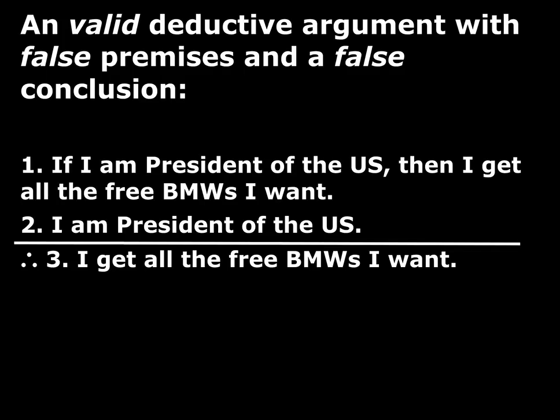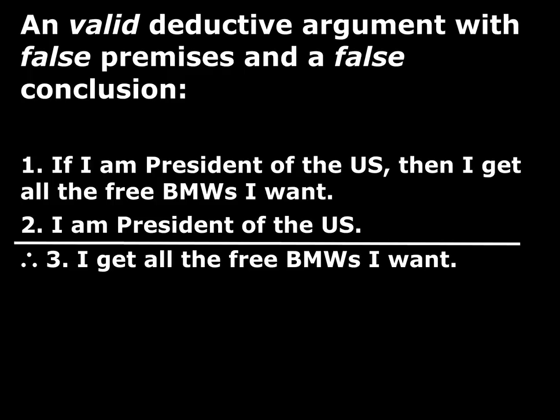Now here's an example of a valid argument where, in fact, everything is false. Okay? If I'm president of the United States, then I get all the free BMWs I want. That's a false premise. Okay? There's no provision in the Constitution about the president getting free BMWs. Premise 2, I am president of the United States. That's false. I am not president of the United States. Therefore, I get all the free BMWs I want.